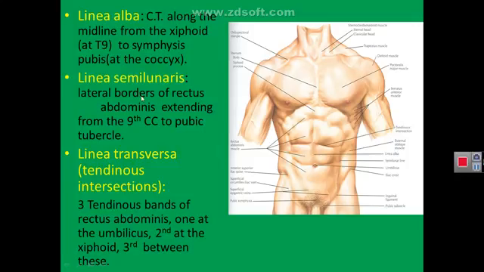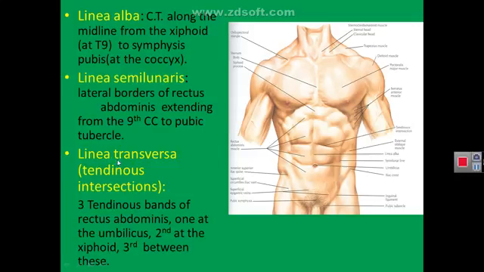The other is linea semilunaris. It is a groove on the surface anatomy of the anterior abdominal wall formed by the lateral border of the rectus abdominis muscle. It extends from the 9th costal cartilage above down to the pubic tubercle below.